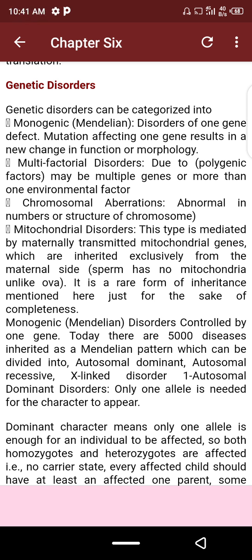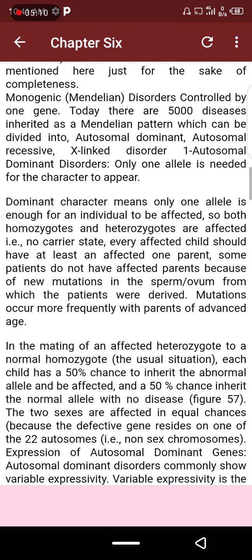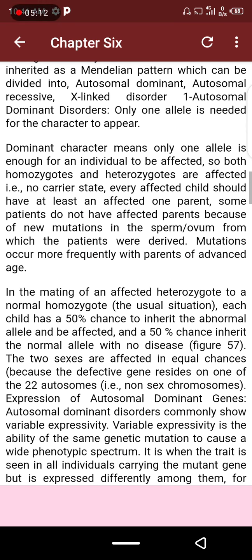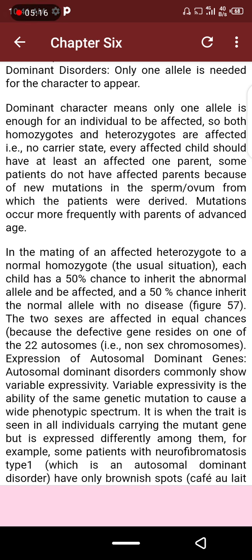Today there are 50,000 diseases inherited in a Mendelian pattern, which can be divided into autosomal dominant, autosomal recessive, and X-linked disorders. In an autosomal dominant disorder, only one allele is needed for the character to appear. Now I am coming to discuss with you the dominant character. So what is meant by dominant character? Dominant character means only one allele is enough for an individual to be affected.